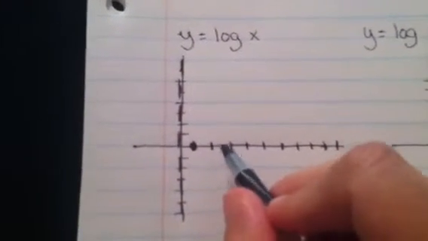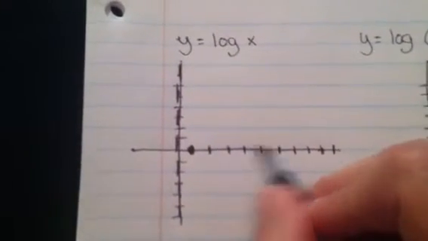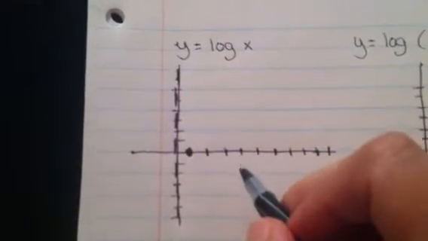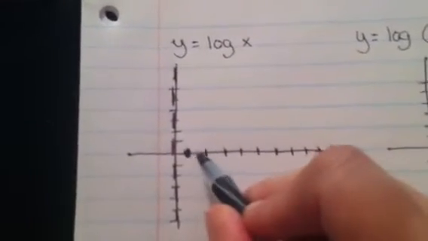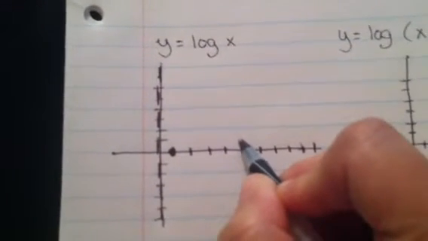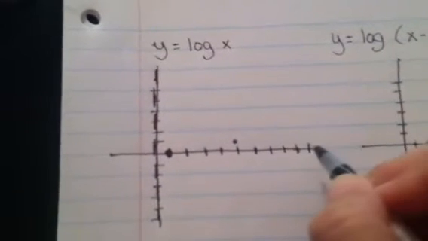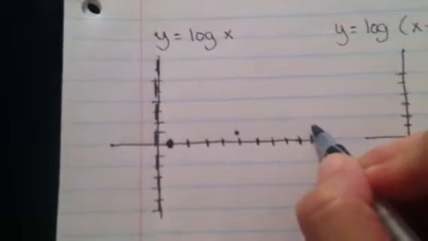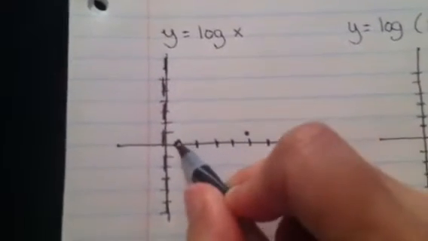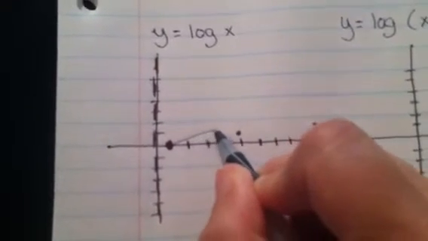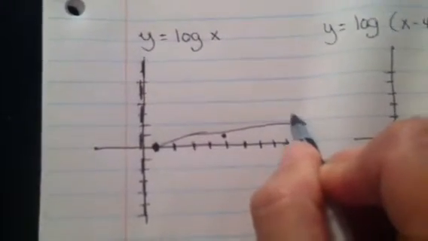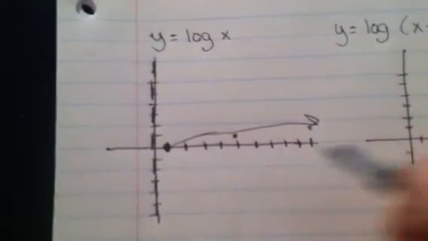And I can put in the log of 2, the log of 3, etc., and I keep getting some decimals. So for example, the log of 5 would give me 0.7. And if I get to the log of 10, I get a 1. So what's happening with this graph is that it grows up very, very slowly, and it continues going up.